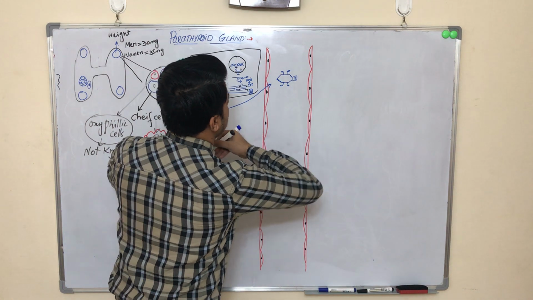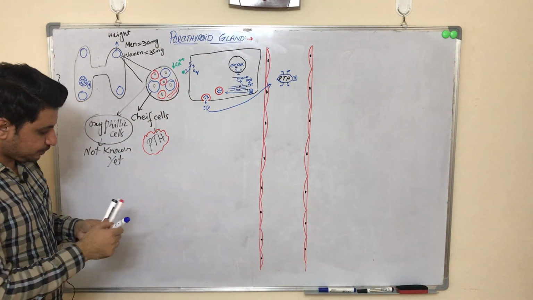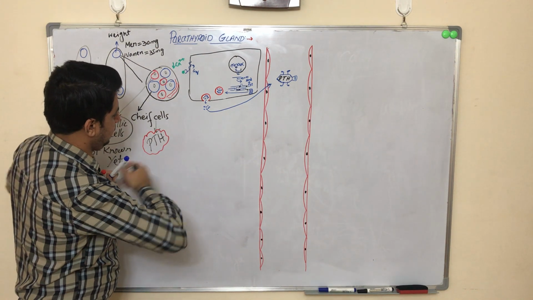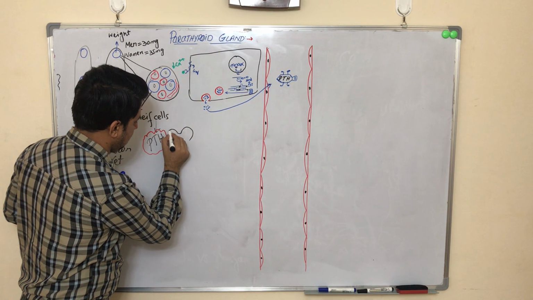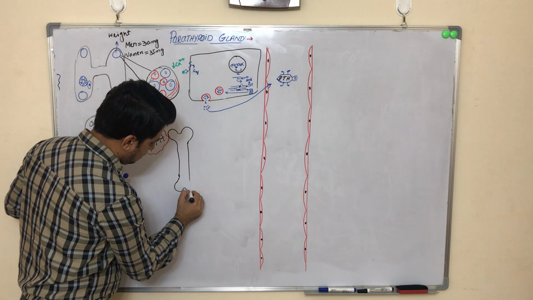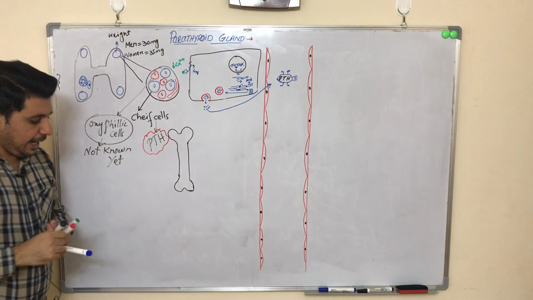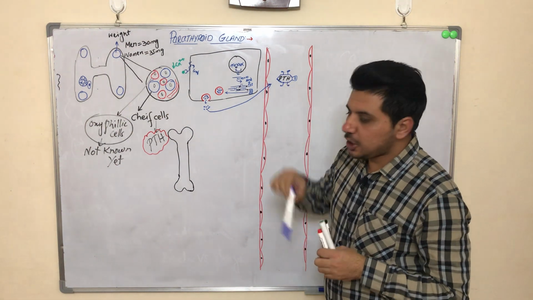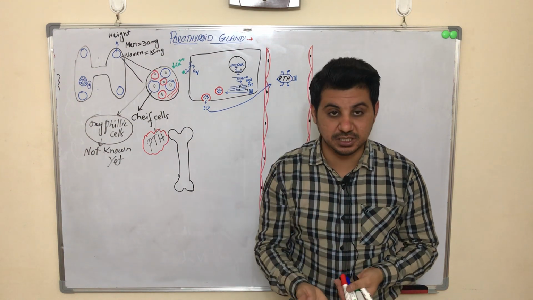This is the parathyroid hormone. Now, let's suppose here we have a bone. This is the bone. In the bone, there are two possibilities. Either this parathyroid hormone will cause the rapid release of the calcium and phosphate, or it will cause a gradual release of that calcium and phosphate.